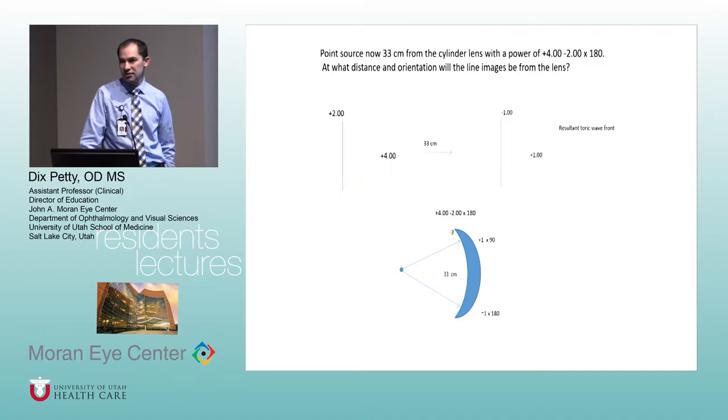What's an image distance for a minus one diopter? It's to the left. Uh-huh, to the left. It's a virtual image. So it'll be 1 meter. Yeah. And do you think that would be a horizontal line or a vertical line?